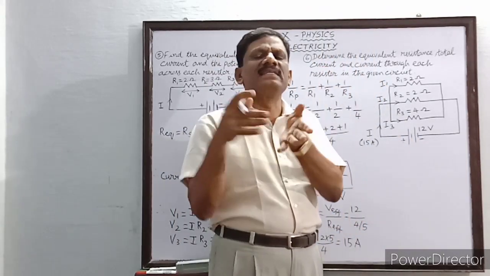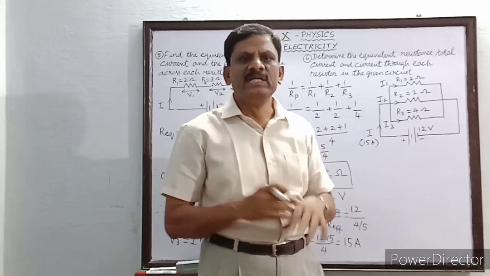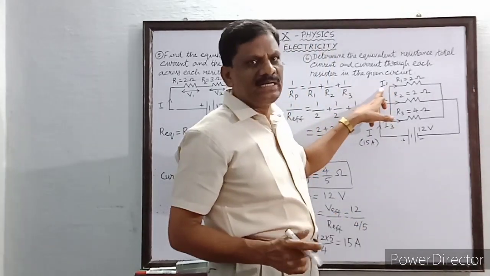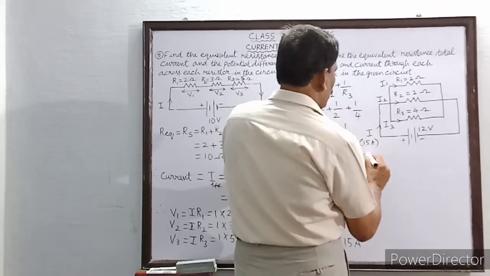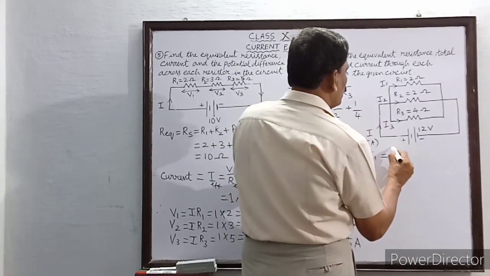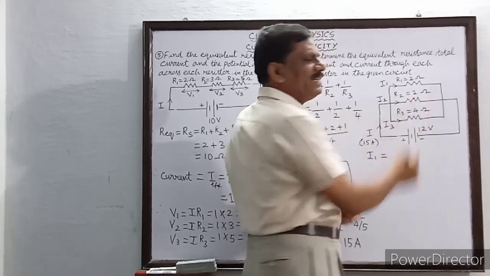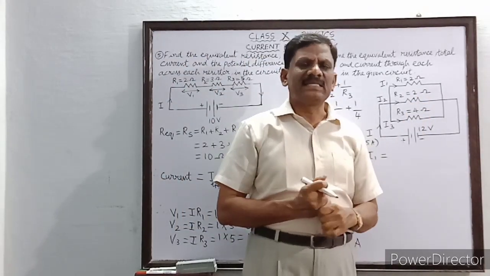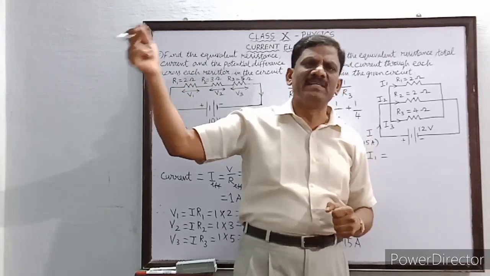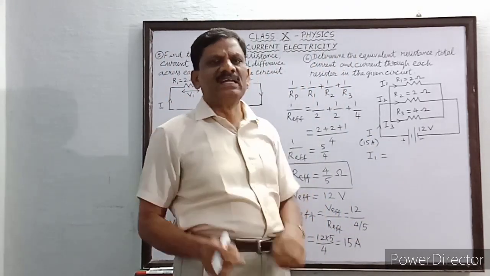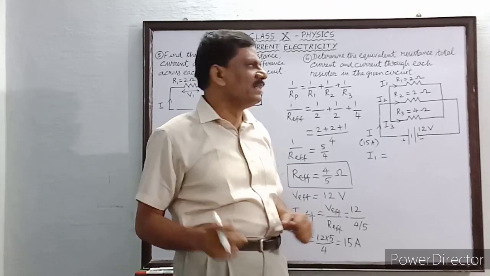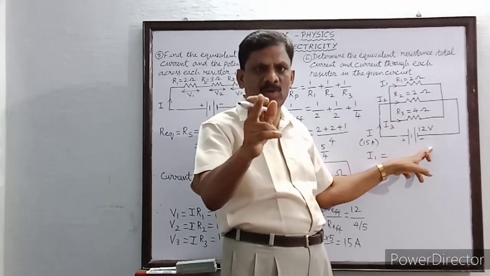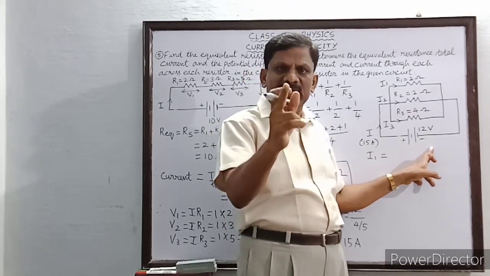Into how many branches is this current dividing now? Into 3 branches. So in the first branch, what is the current I1? Shall we find? The potential difference or the voltage in a parallel combination will be the same. Just like current in the series combination is constant, potential difference in the parallel combination will be constant. That is, the potential difference across each resistor will also be equal to 12 volt only. Only the currents are different.